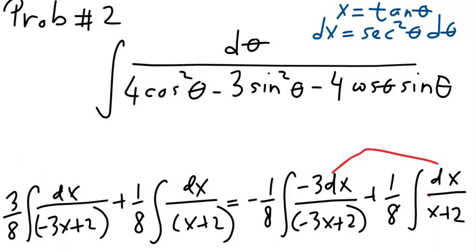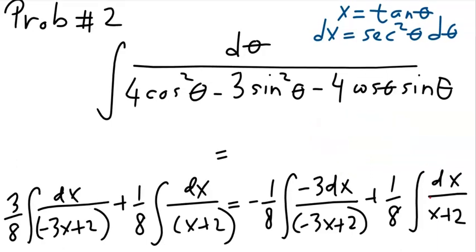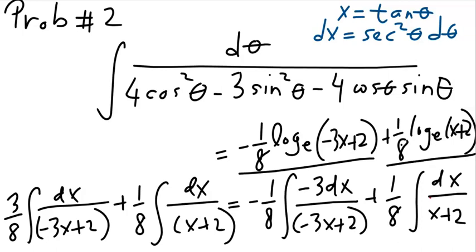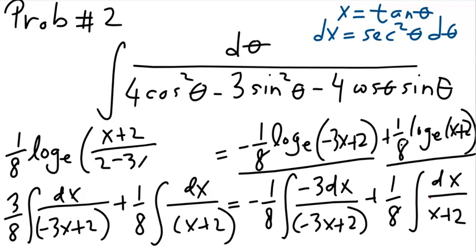And it's clear that these two integrals are of the form du over u, which simply gives you the natural logarithm of u. So that means the answer is minus 1 over 8 natural logarithm of minus 3x plus 2 for the first integral, and 1 over 8 natural logarithm of x plus 2 for the second integral. And using the laws of logarithm, these two natural logarithm terms can be combined to give you 1 over 8 natural logarithm of x plus 2 over 2 minus 3x.